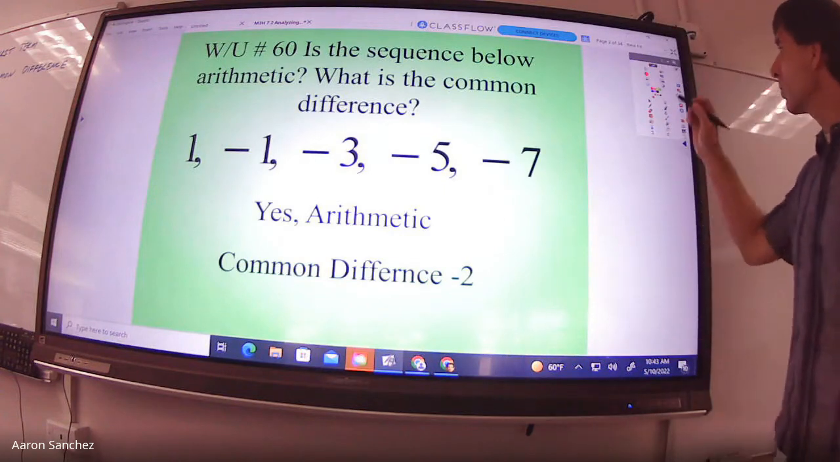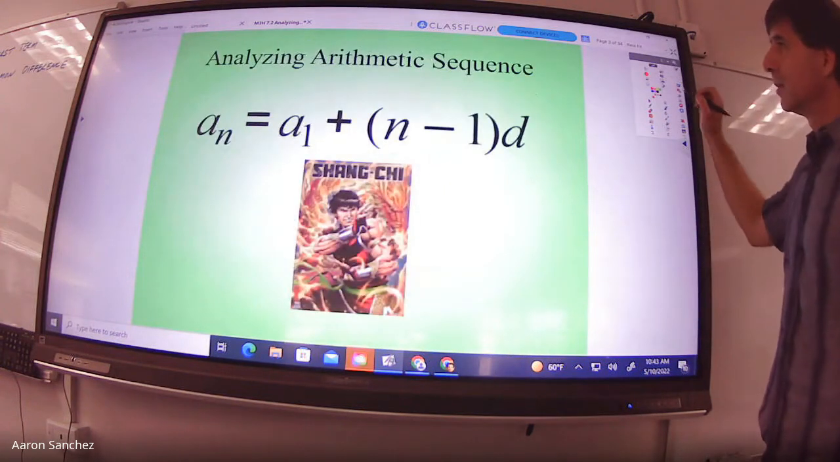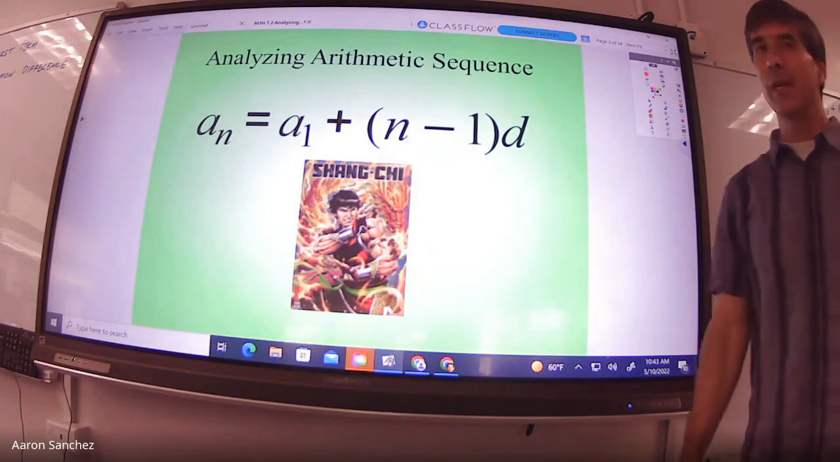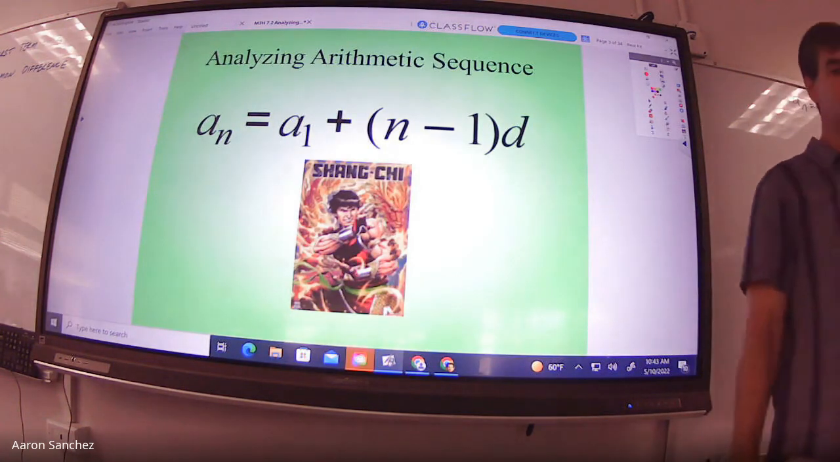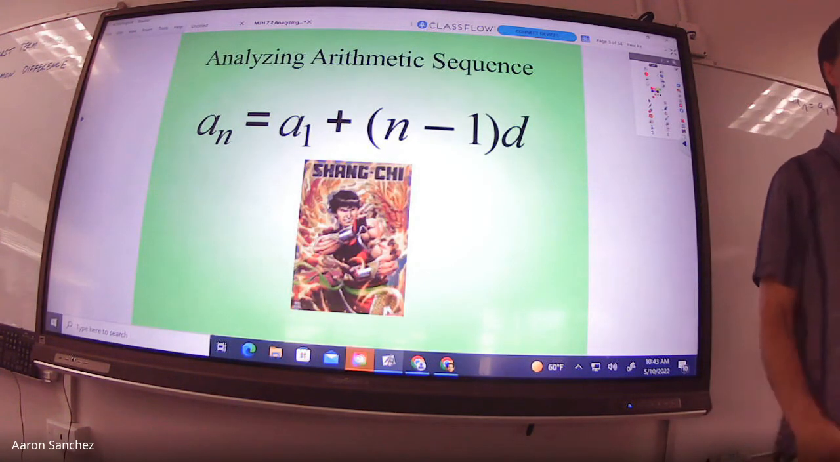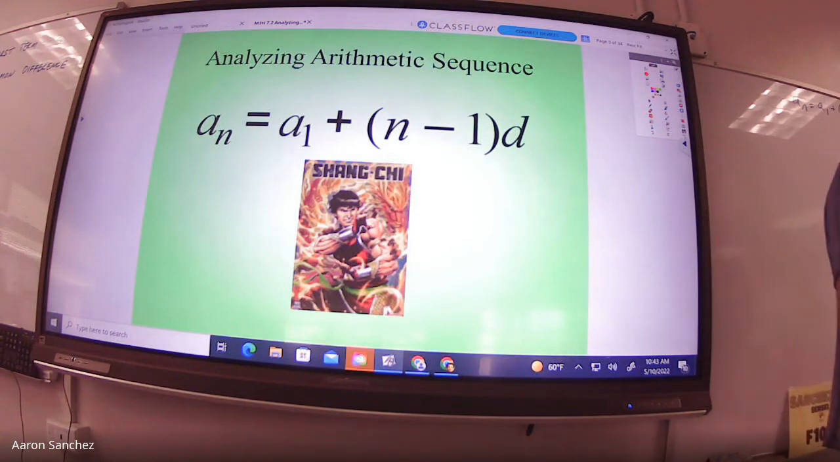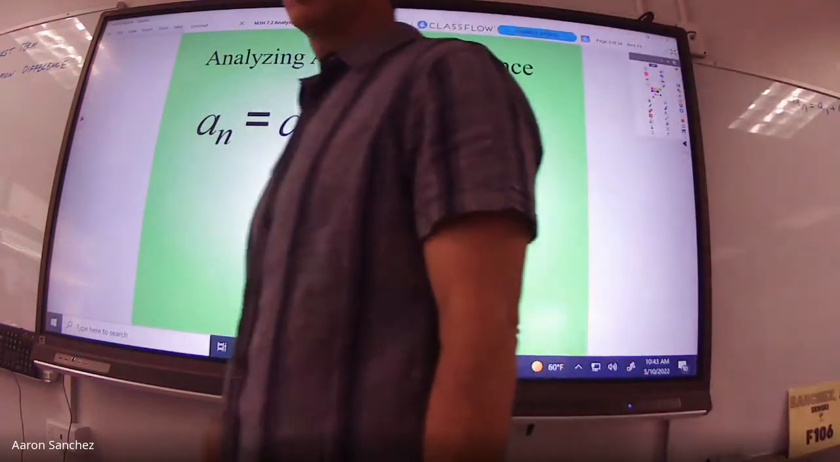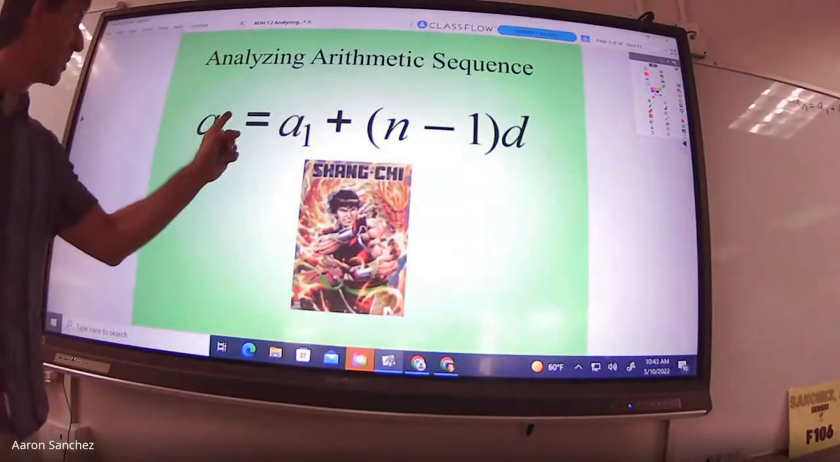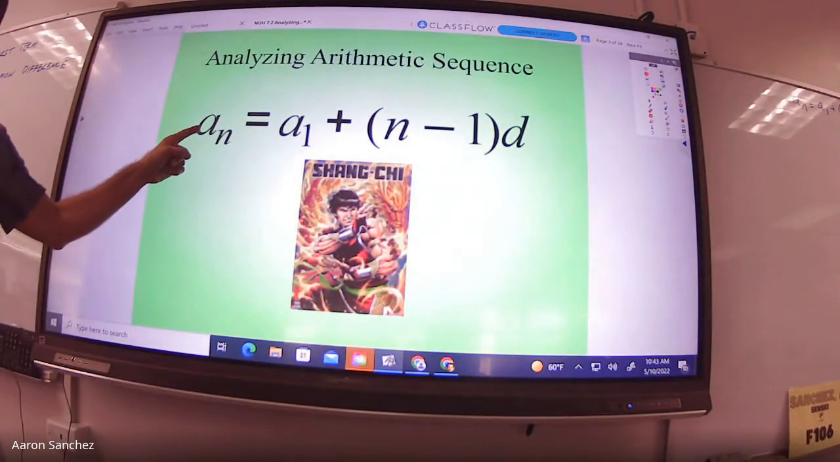Okay, here's what we're going to talk about today: analyzing arithmetic sequences. So we have the arithmetic sequence there, right? We're going to analyze. Basically, we're going to be able to decipher what the rule is, right? You'll be all, oh, we did this a little bit yesterday. Write this down. It's very important.